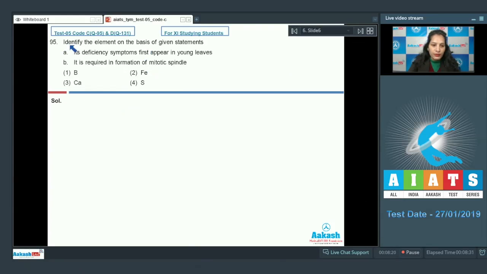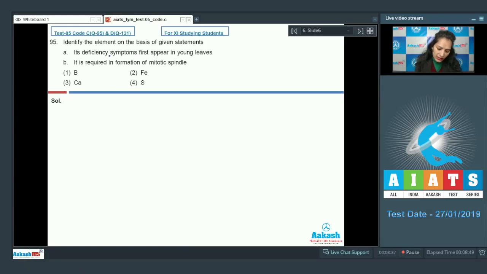Question number 95. Identify the element on the basis of given statements. A. Its deficiency symptoms first appear in young leaves. B. It is required in formation of mitotic spindle. First option boron, second iron, third calcium, fourth sulfur.